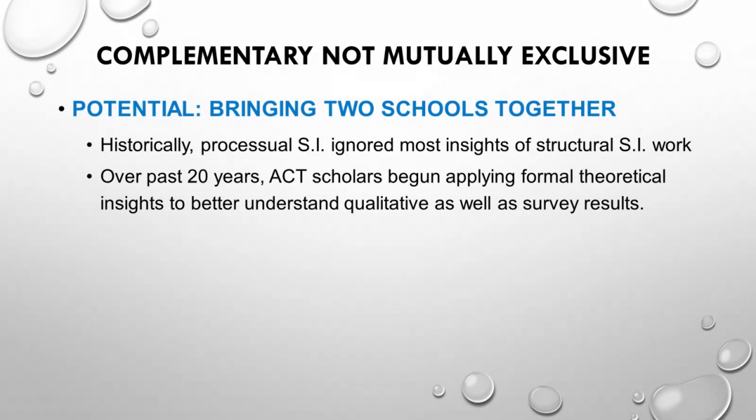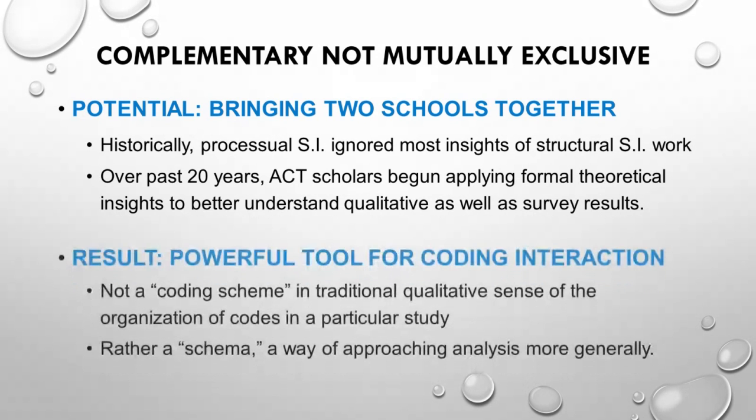Historically, we've seen that the processual SI people have kind of tended to ignore our structural stuff. In fact, Dave has always complained how difficult it is to get affect control theory, for instance, published in the Journal of Symbolic Interaction. But over the past 20 years or so, ACT scholars have been increasingly applying the formal theoretical insights of the theory to better understand qualitative and also survey results.